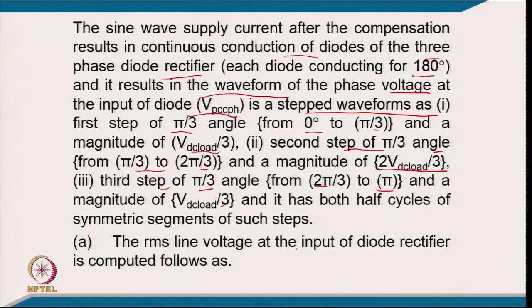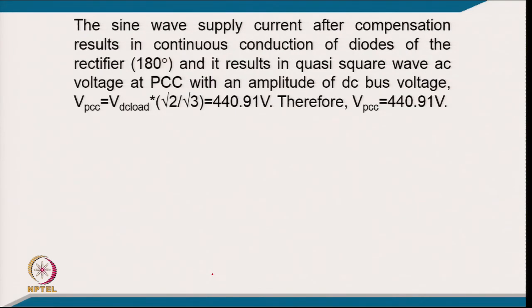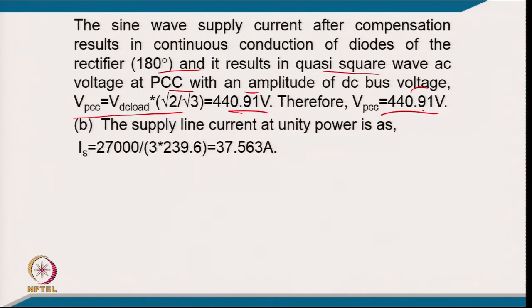So, the RMS line voltage at the input of the diode rectifier, or PCC, is computed as follows. The sine wave supply current after compensation results in a continuous conduction of the diode and a quasi-square wave, with the DC link voltage. So, the PCC RMS voltage is VDC upon root 2 by 3. So, it becomes 440.91 volt, therefore, PCC will be 440.91 volt.